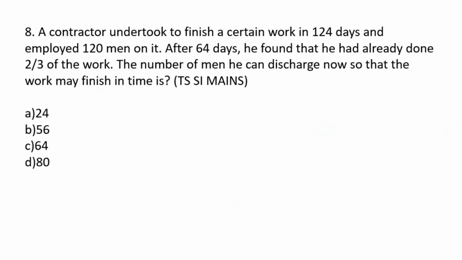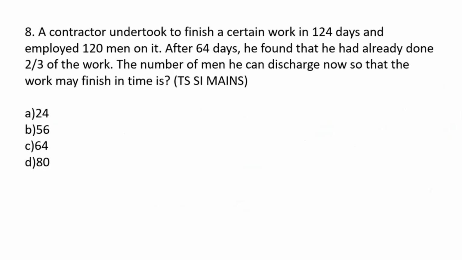Next question we are moving. See this. A contractor undertook to finish a certain work in 124 days and employed 120 men on it. After 64 days, he found that he has already done 2 by 3rd of the work. Means they are finishing early. Okay, the number of extra men he can discharge now, so that the work may finish in time.